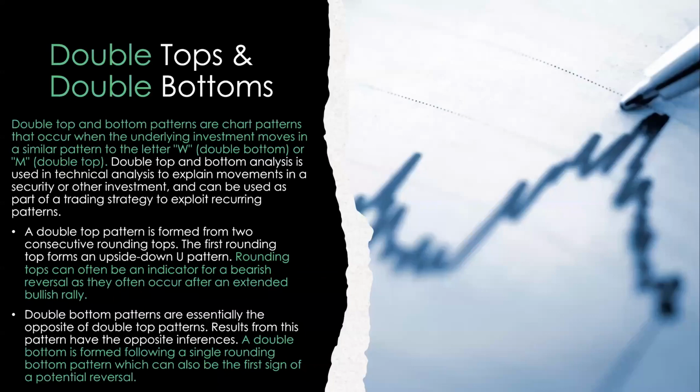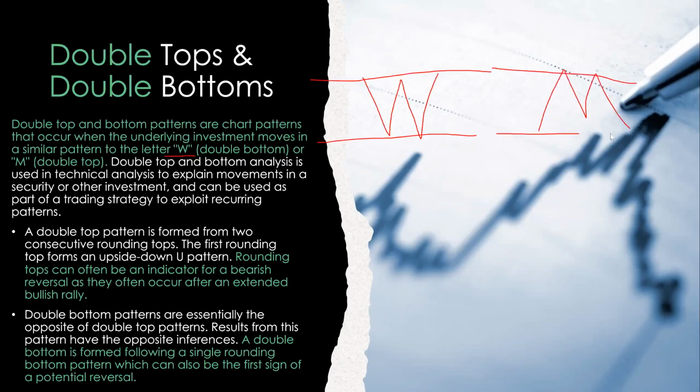Double tops and double bottoms are chart patterns that occur when an underlying investment moves in a similar pattern to the letter W, which is a double bottom, or an M, which is a double top. Shoo! That was nice. You saw that? Those are crispy.